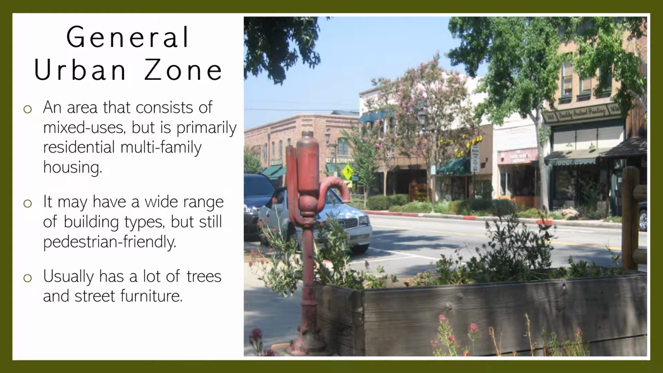The general urban zone. The general urban zone is an area that consists of mixed uses, but is primarily residential multifamily housing. Residential areas are about 25% single family and 75% small scale multifamily buildings, such as apartments and townhouses. Small scale commercial buildings may have a wide range of building types, but maintain a pedestrian friendly environment. This zone typically has lots of trees and street furniture.